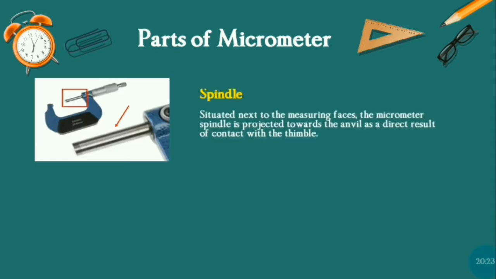Next, spindle. It is situated next to the measuring faces. The micrometer spindle is projected towards the anvil as a direct result of contact with the thimble. It opens and closes as the thimble is turned. The space between the spindle and the anvil is the length that is being measured.